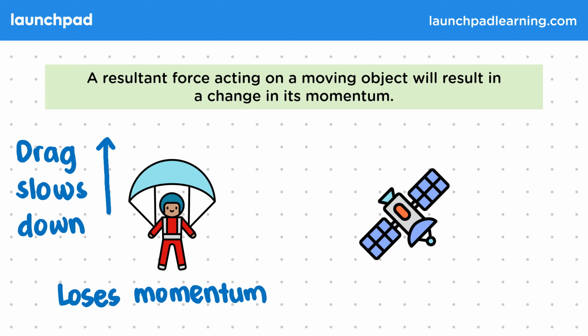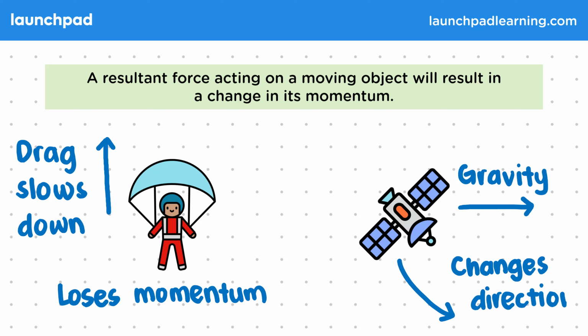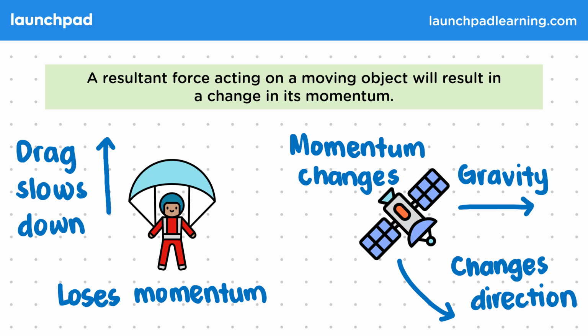On the right, we have a satellite that's orbiting Earth. During its motion, it's being acted upon by gravity. This force doesn't change the satellite's speed, but it does cause it to change direction during its orbit. Remember that momentum is a vector, meaning it has both magnitude and direction. If an object's direction of motion changes, then its momentum must also change.